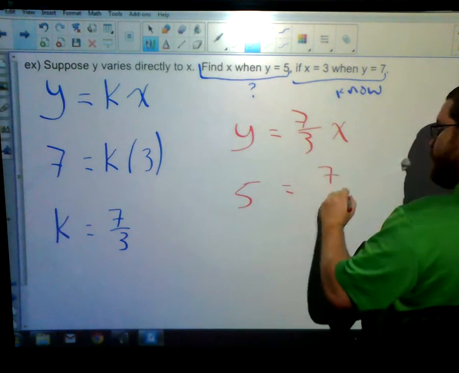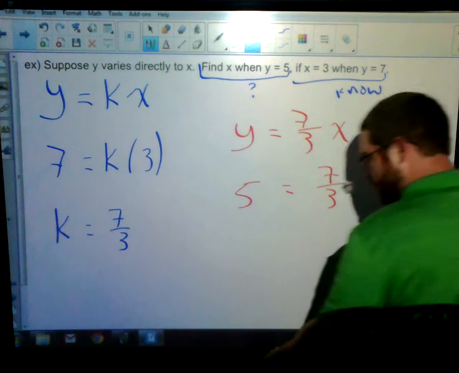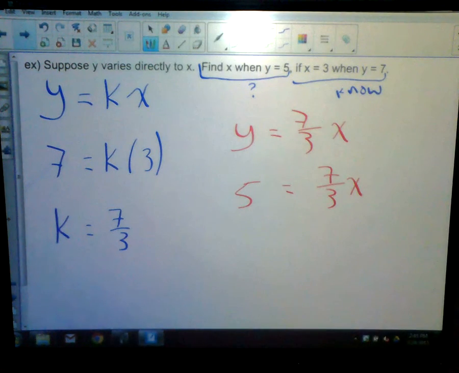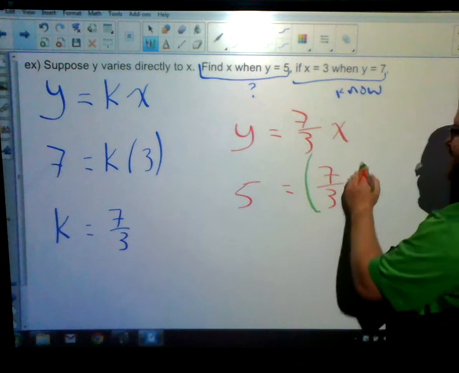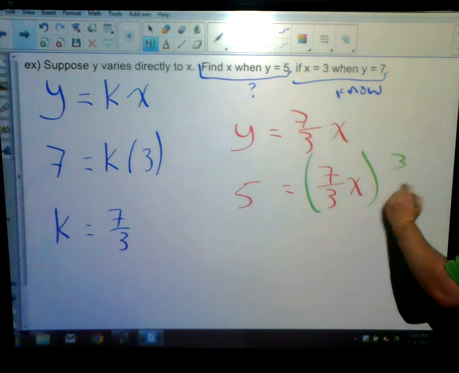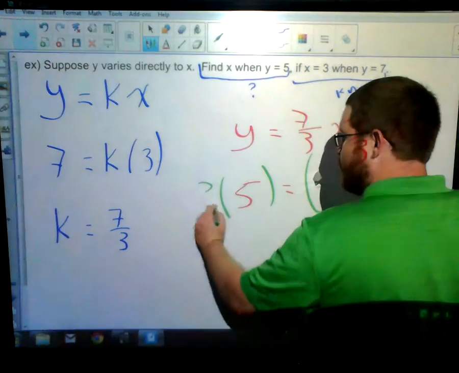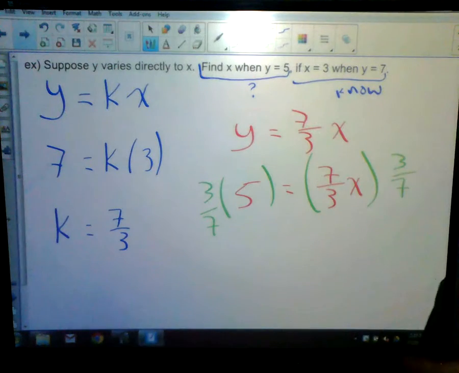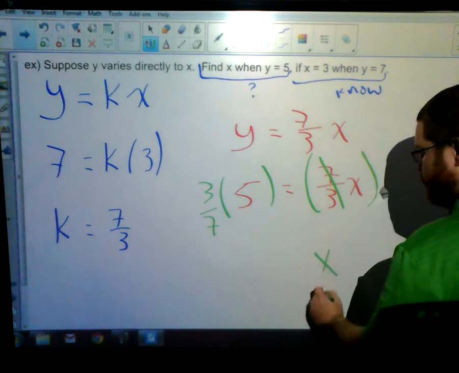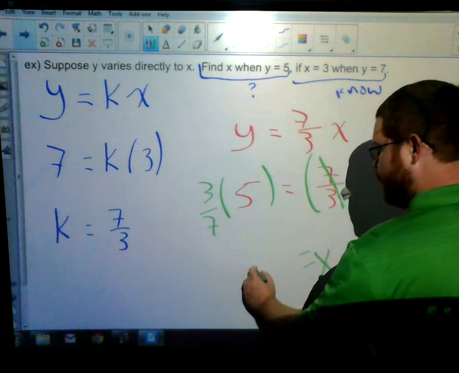5 equals 7/3 x. Well, how do I get rid of the 7/3? What can I multiply 7/3 by that will cancel out 7/3? How about 3/7? But if I do it on the right side, I've got to do it on the left side. These will cancel, and I've got x equals 15/7.